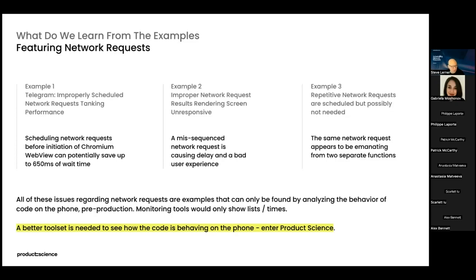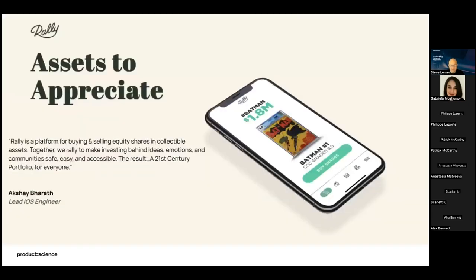All of these issues regarding network requests are examples of behavior that can be found in pre-production, that monitoring tools might show that there's network activity, but not if there's a problem and why. A better tool set is needed to see how the code is behaving, and so enter product science. So let's hear about this from a customer, Rally.